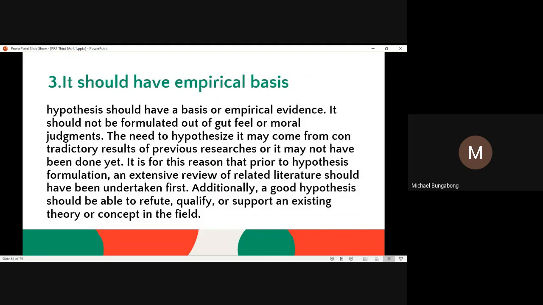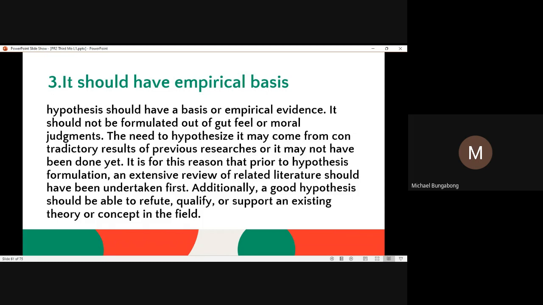So third, it should have an empirical basis. So what do you mean by empirical basis? Now, a hypothesis should have a basis of empirical evidence. It should not be formulated out of gut feel or moral judgment. So you don't have to consider your emotions, when I say emotions, it's just your hinala or your guess without valid reasons or without basis, so you're just saying, oh, I feel like this is what is really happening when we do this, when we do that. All right. Yeah, you don't have to base it on your gut feel, right?